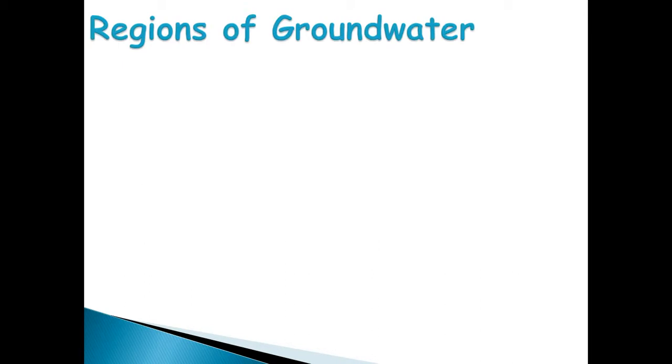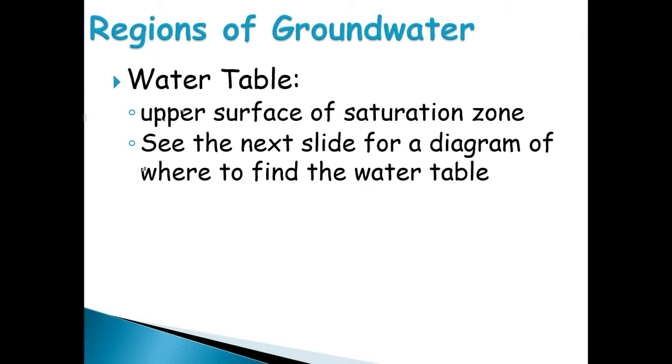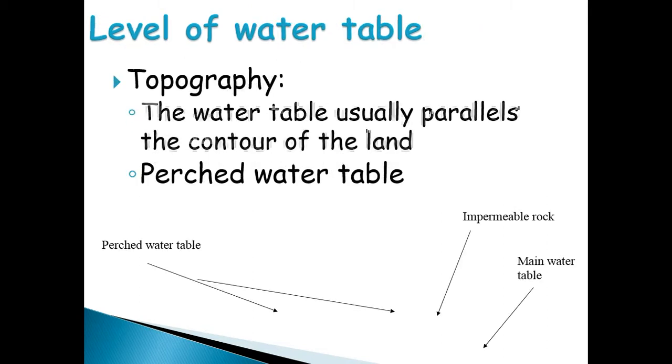Let's talk now about the regions of groundwater. First is the water table. This is the upper surface of the saturation zone. See the next slide for a diagram of where to find the water table. The topography of the water table usually parallels the contour of the land.